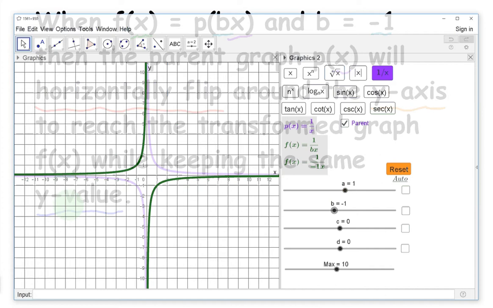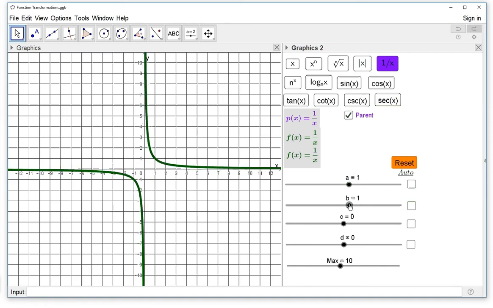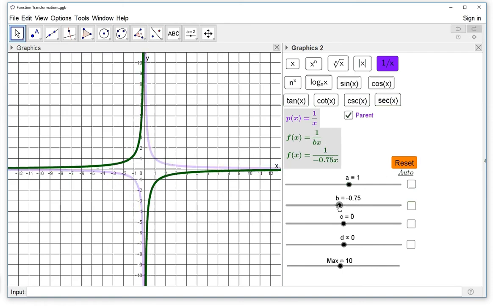And one more time, this is what it looks like graphically. You're keeping the same y values on the left and right, but the x values are becoming opposites of each other. For example, right here we have 3, 1/3. The corresponding point on the transform function is negative 3, 1/3.